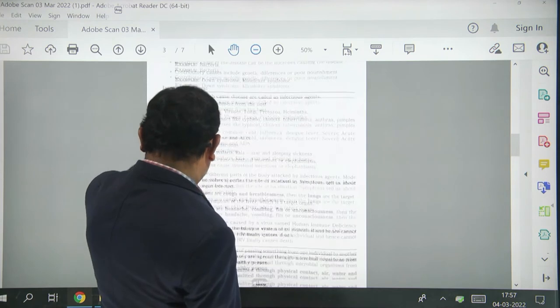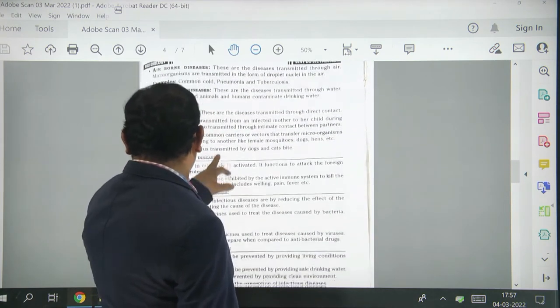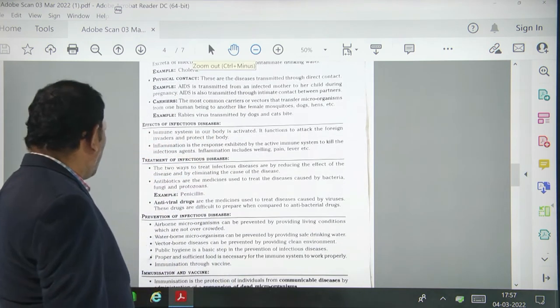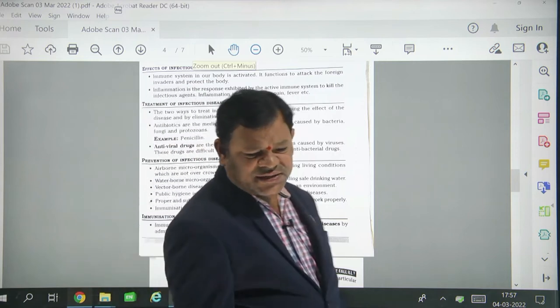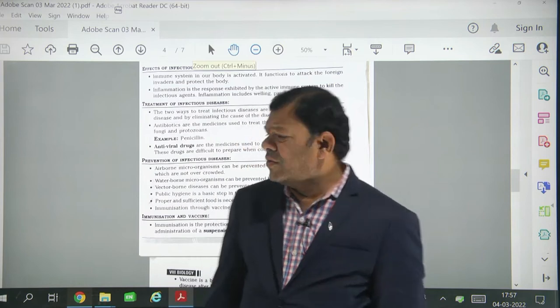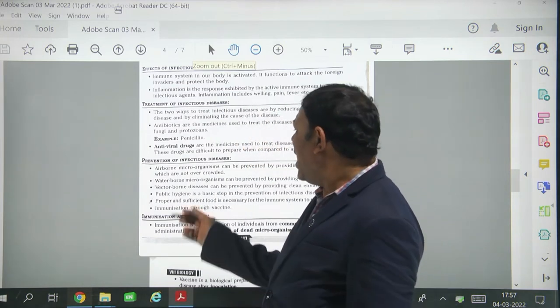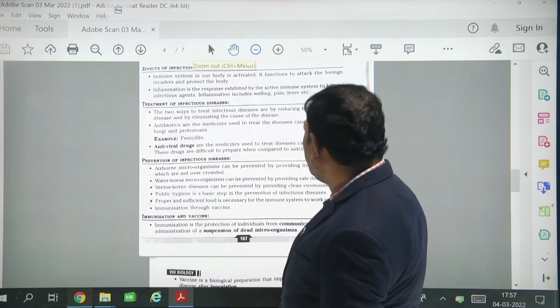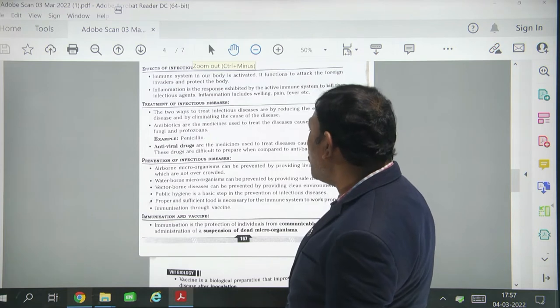Yesterday where we have stopped, transmission, this is over. Prevention of the infectious disease, today we will discuss. So prevention of the infectious disease: airborne microorganisms can be prevented by providing living conditions which are not overcrowded.